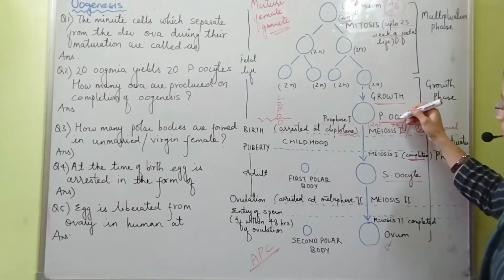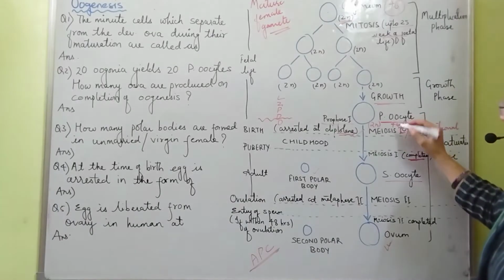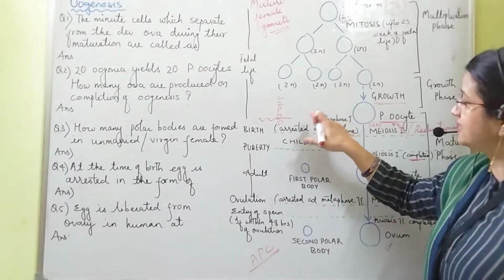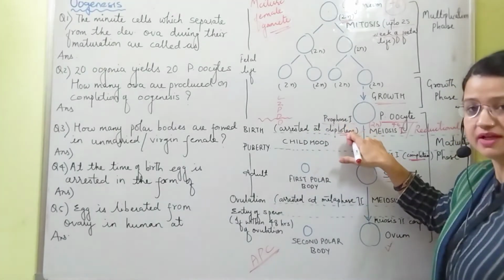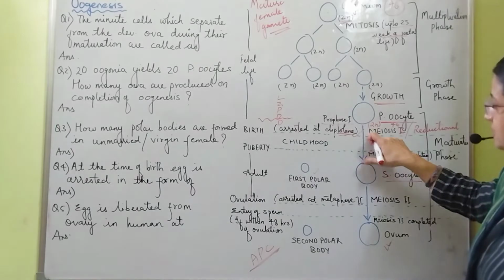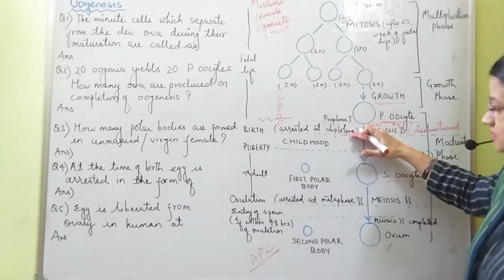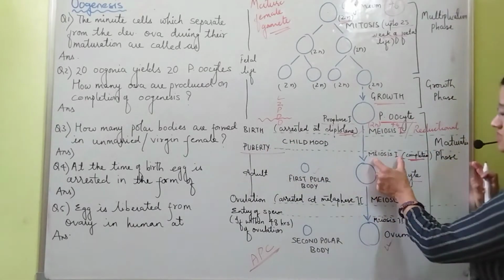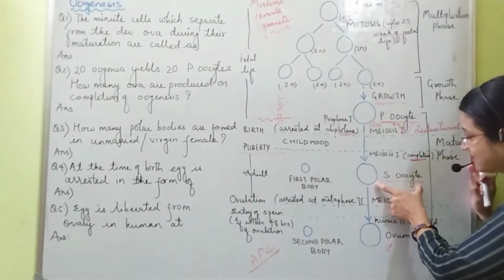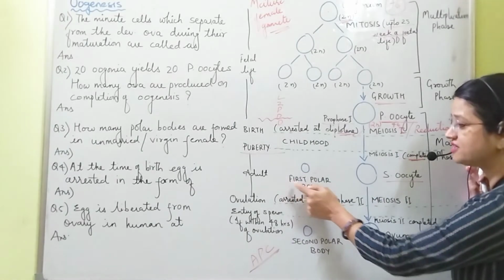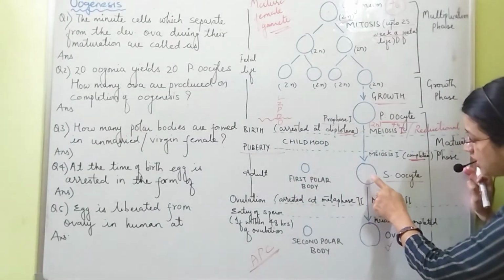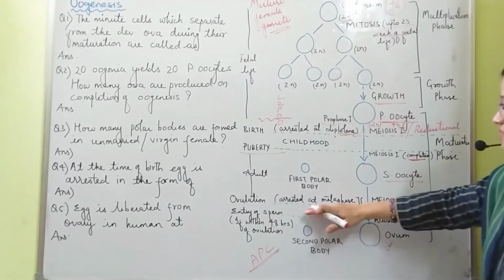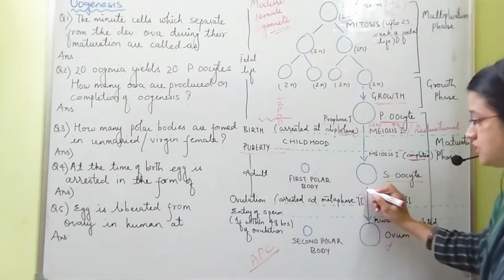It will undergo meiosis 1. But what happens during meiosis 1? It enters prophase 1 and gets arrested at the diplotene stage. This takes place during birth. But when it reaches puberty, what will happen? This meiosis 1 will be completed. We will get the secondary oocyte and a small first polar body. Now the secondary oocyte will undergo meiosis 2. Again, the process will get arrested at metaphase 2.